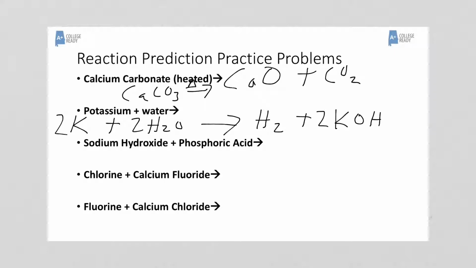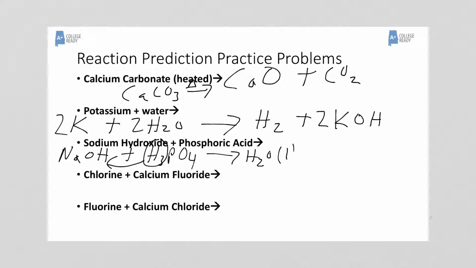Next we've got sodium hydroxide plus phosphoric acid. Well, sodium hydroxide is NaOH. Phosphoric acid is H3PO4. This is a double replacement reaction, or we might say it's a neutralization reaction. It's the reaction between an acid and a base. And we know that when we react acids and bases, we get a salt and water. So the H from the phosphate is going to end up replacing the sodium from the NaOH. So that's going to leave us with H2O, which we know is a liquid.